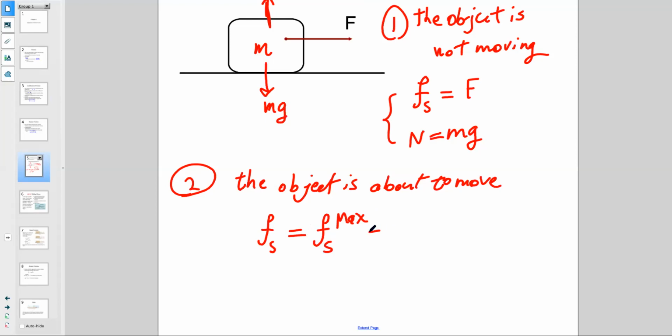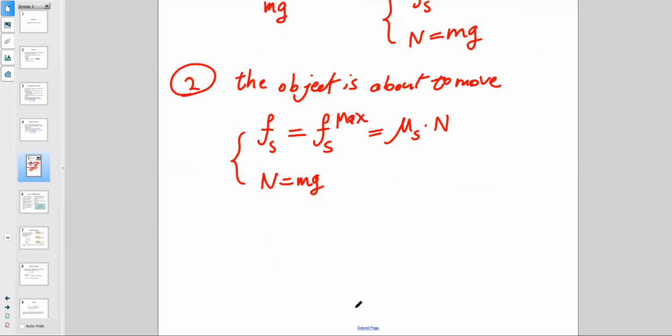And that is equal to mu s times n, or mu s times normal force. And we know that normal force is mg all the time. All the forces along the y direction should always cancel out. That's the maximum amount of friction that an object can tolerate before moving. That's why we are using max here. And the third type is that once you overcome that maximum friction, once you apply a little bit more force to this object, then the object starts to move. The object is moving.